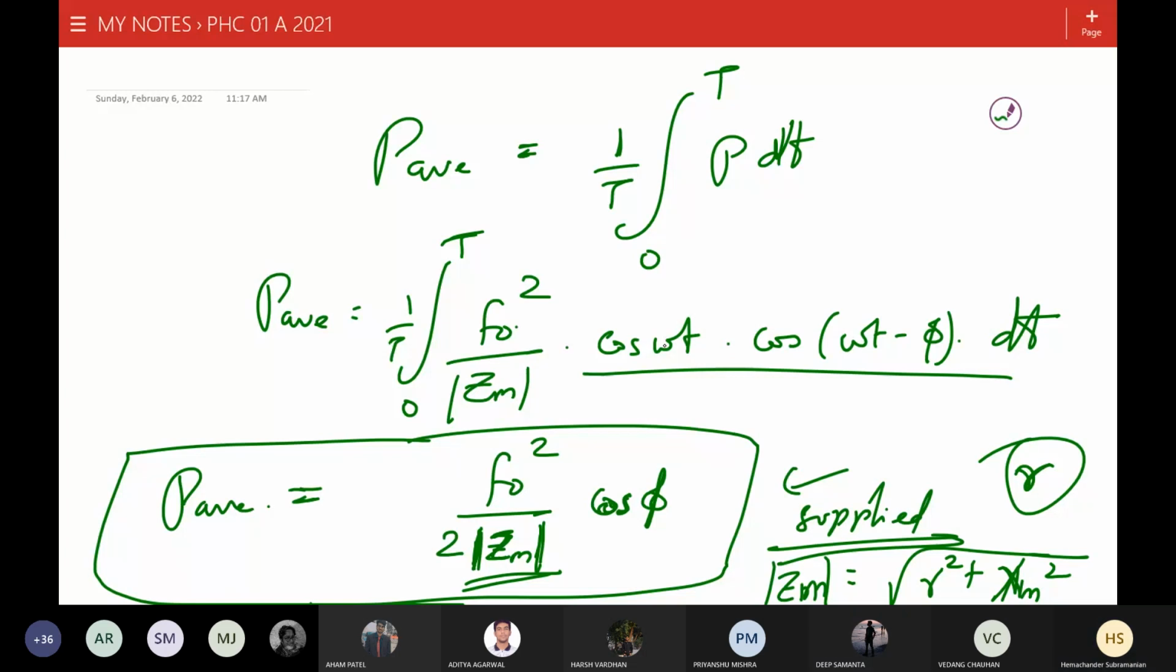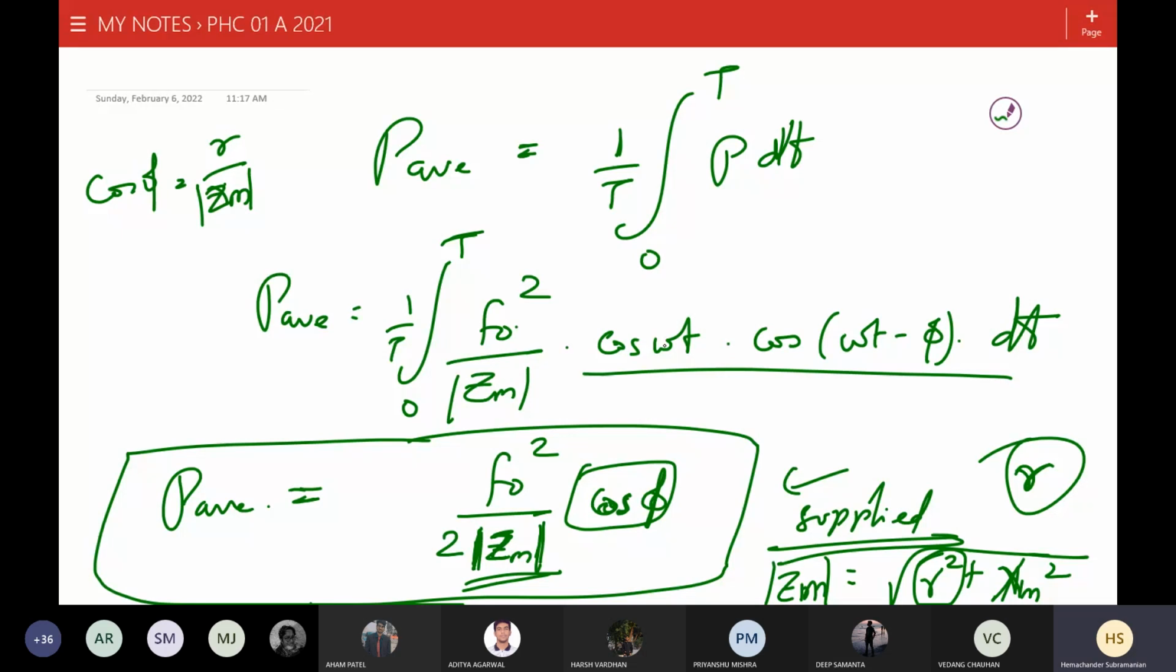Yes. So if the resistance is large, what is going to happen? The Zm will increase, so the average power will decrease. Zm will be large, and the average power is inversely proportional to Zm, so that will decrease. Yes, but there is a cos phi also. Cos phi, what is cos phi? It is r over Zm. Right?